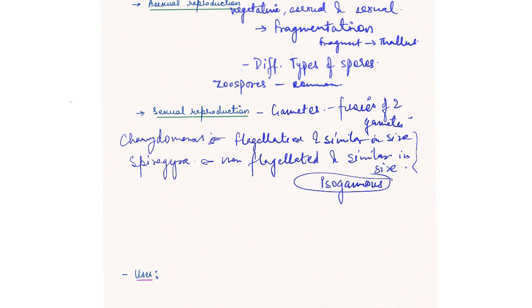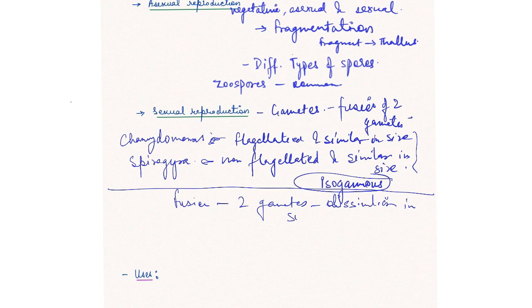Now there can be fusion of two gametes which are not similar in size. So if the fusion is between two gametes which are dissimilar in size, right, then it is known as anisogamous.